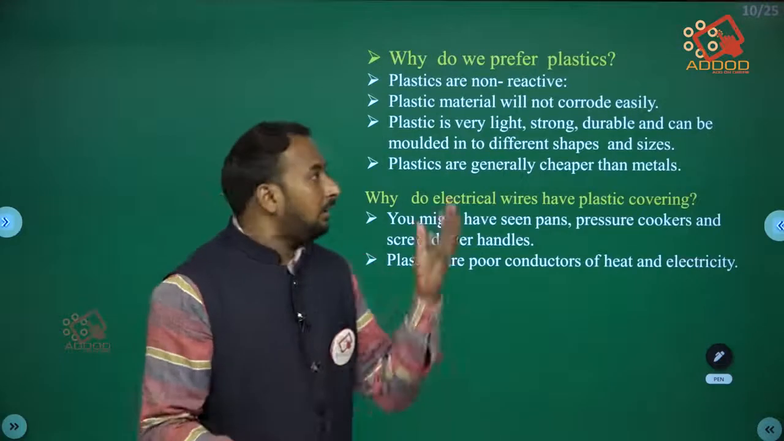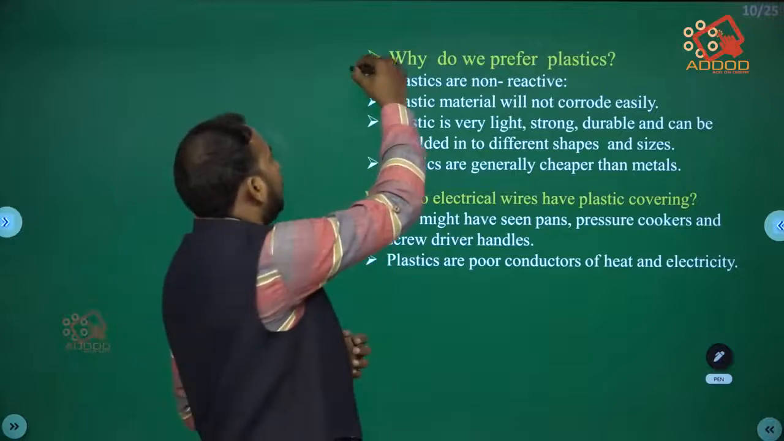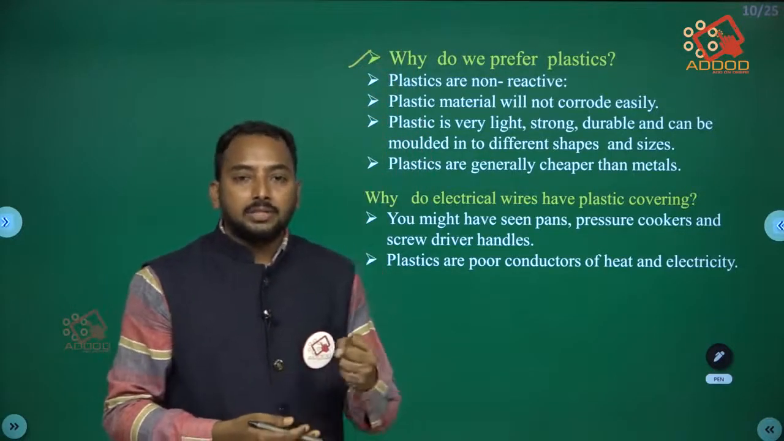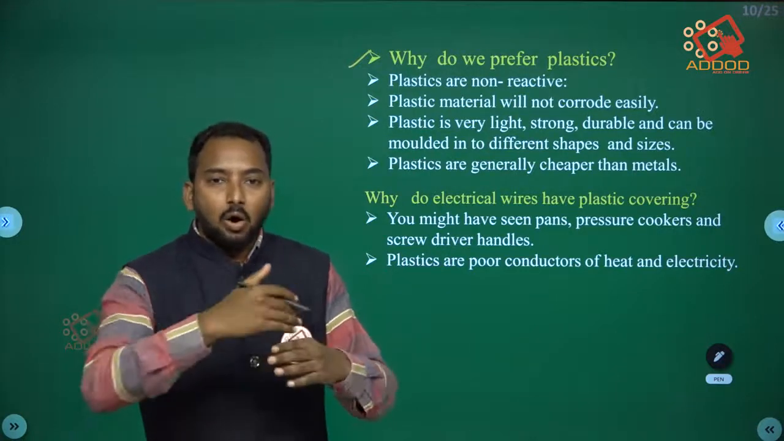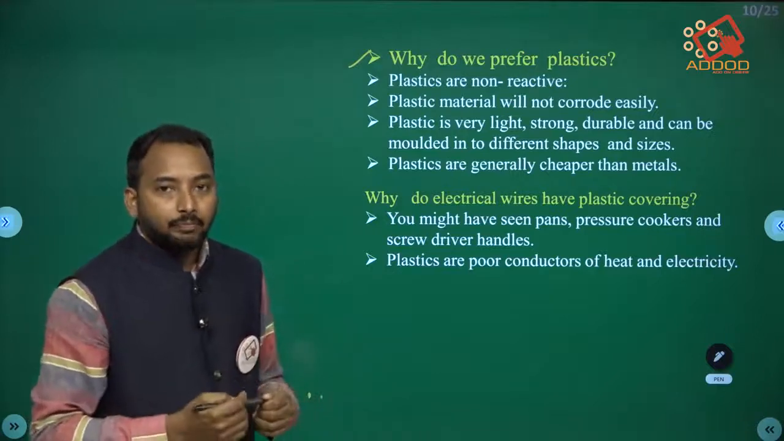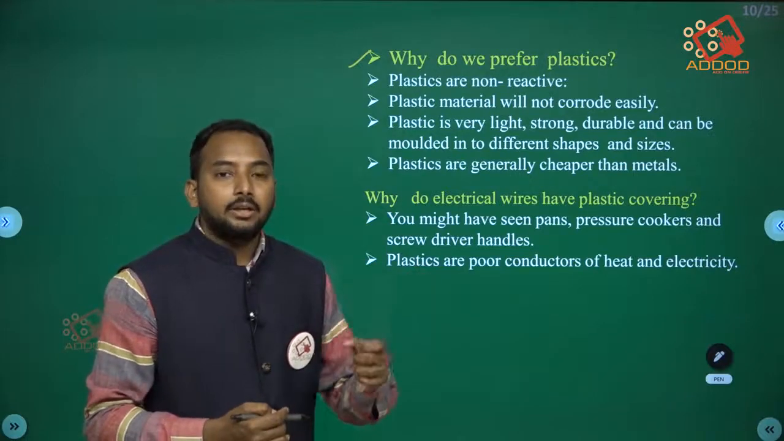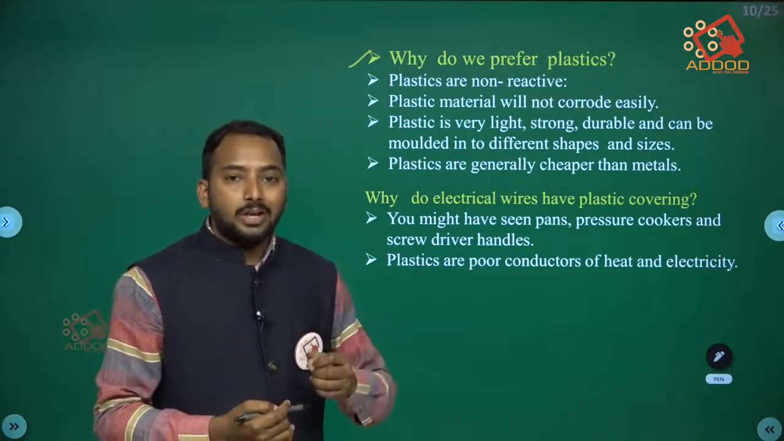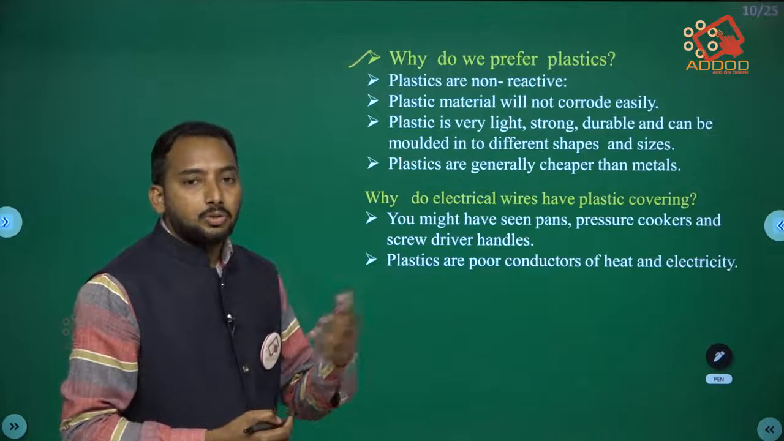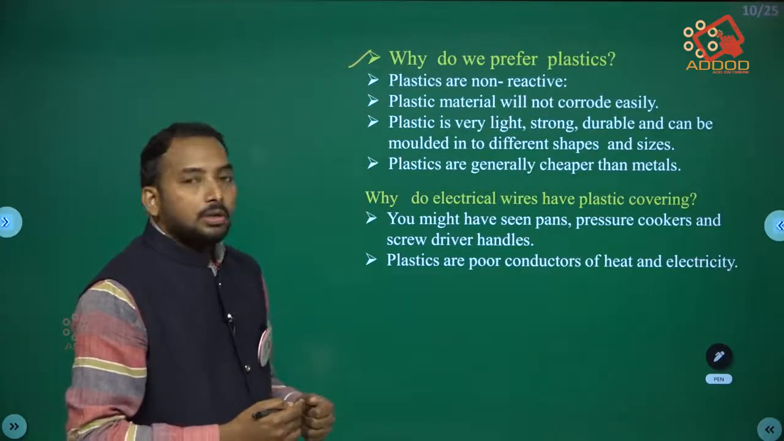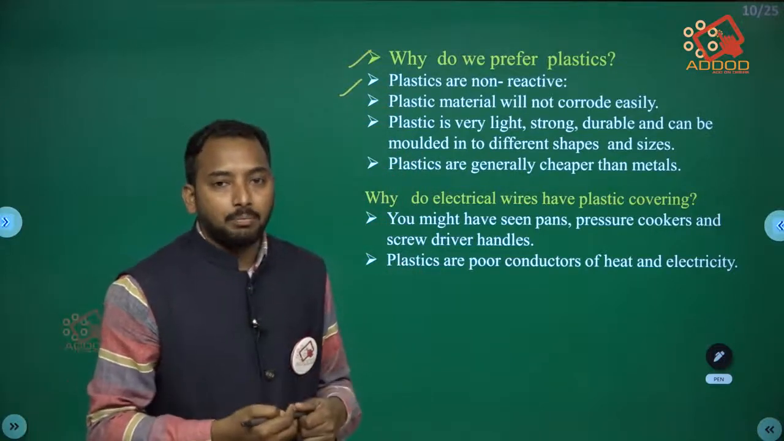Why do we prefer plastics? Suppose we have iron nails and iron gates. We see them outside, where houses are covered with gates or iron nails. Those iron nails and iron gates get rusted. Upon slow oxidation they corrode and become rusty. But plastics are non-reactive. That's why we prefer plastic materials.